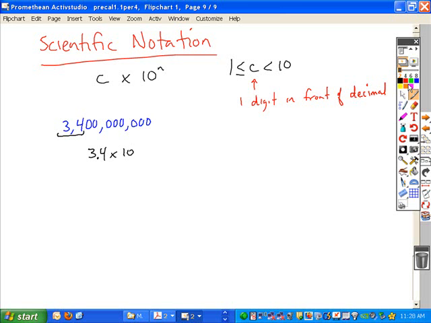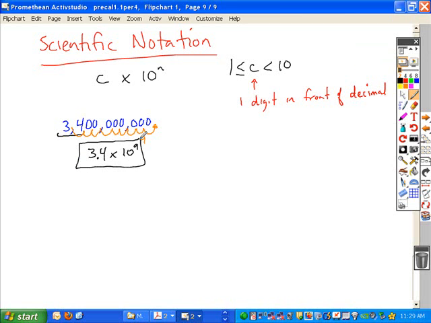So if you just imagine, here's where the decimal is in your notation. How many places do you have to move it? 1, 2, 3, 4, 5, 6, 7, 8, 9 places. And it's 9 places to the right. To the right on the number line is a positive number, so that becomes your power of 10. So 3.4 times 10 to the 9th would be your expression of this.